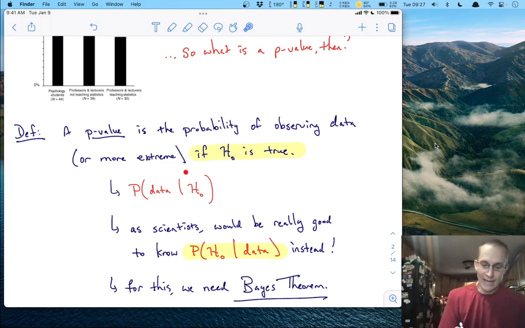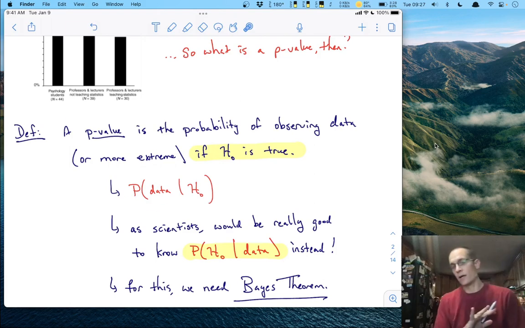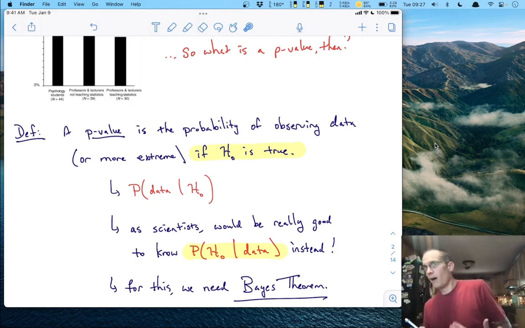Now, sometimes I write it this way. This is a blatant abuse of notation, as you're going to see later in today's lecture. I will use this notation to represent something quite different. But if you want to think about it conceptually, it is the probability of observing some data given that the null hypothesis is true. Now, that's fine, but it doesn't give us what we often want as scientists.